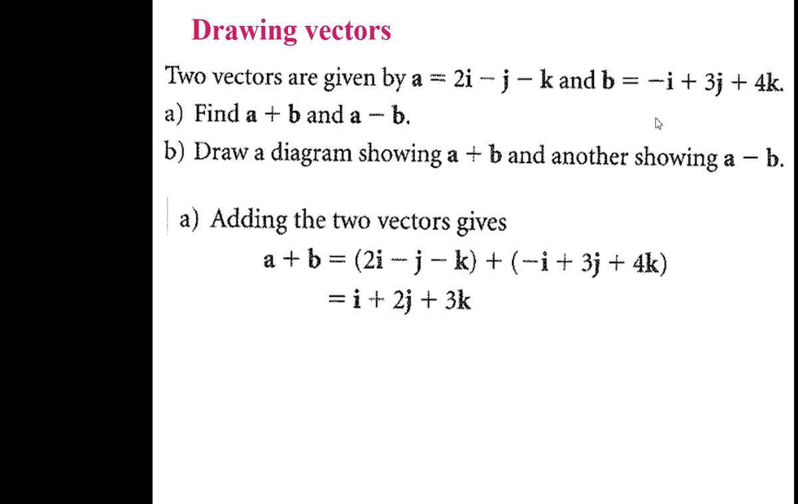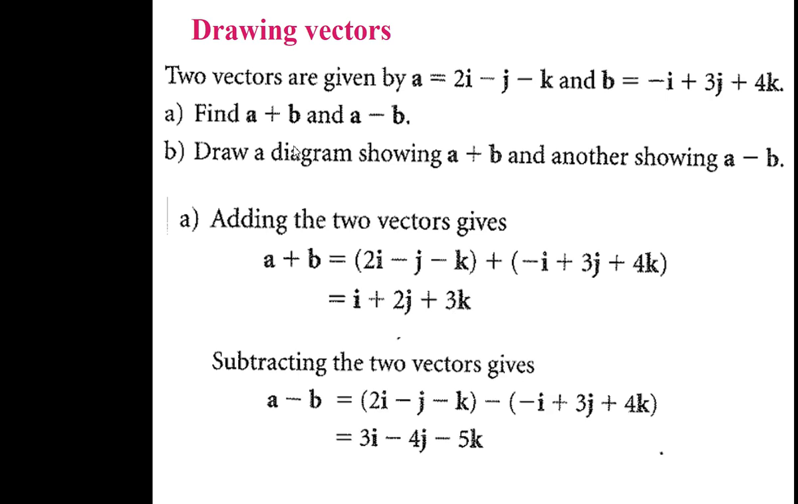Sorry. So adding the two vectors gives a plus b. I've got a here plus b there. So add the i's together. Notice we put brackets around it to be on the safe side. When you're adding, it's not such a big deal, but when you're subtracting, it is a big deal if you don't have brackets on the second one. So to be on the safe side, just put brackets on both. 2i plus negative i is 1i. Minus 1j plus 3j is 2j. Minus k plus 4k is 3k.